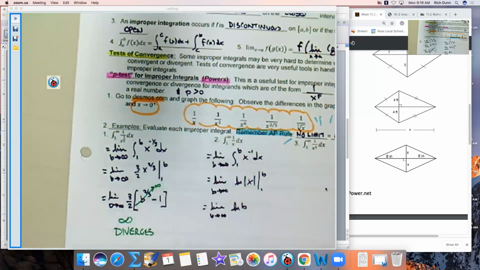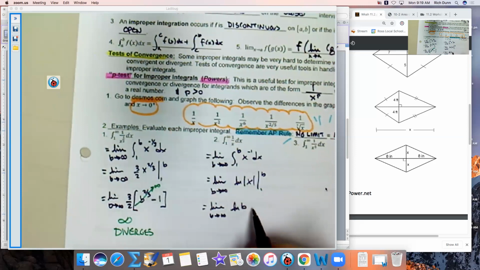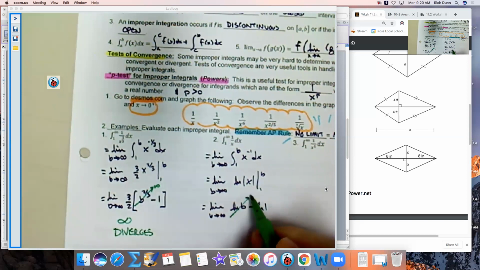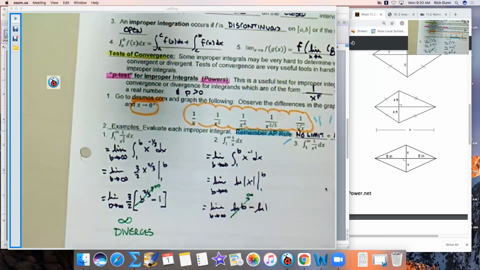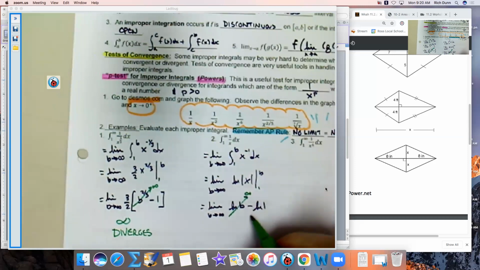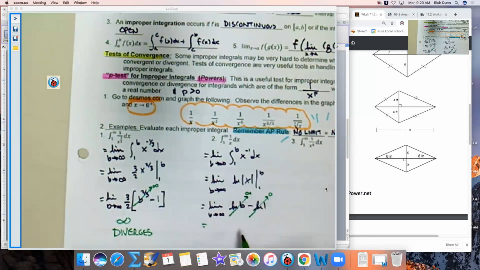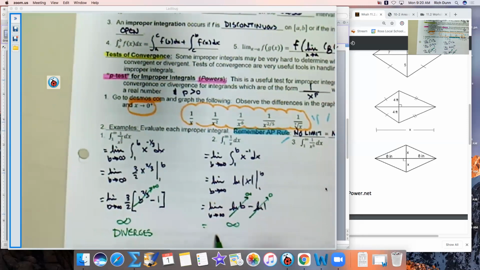It's going to a positive infinity, so I can drop those absolute values. And of course, we're doing the natural log of 1. When I evaluate this at infinity, the natural log of infinity is infinity. And of course, the natural log of 1 is 0. So for the second time in a row, we've got infinity or something that diverges.